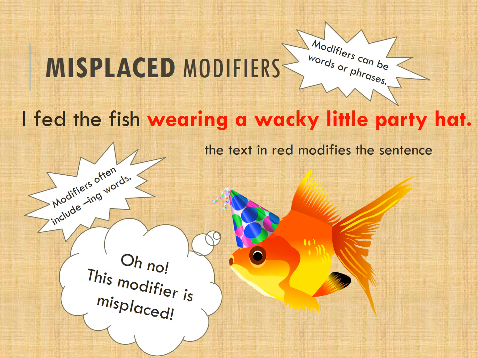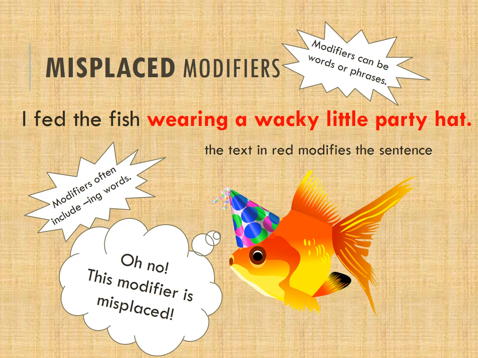Sometimes modifiers can get misplaced. Here's an example. I fed the fish wearing a wacky little party hat. Again, the text in red helps to modify the sentence. And here's a nice note. Modifiers often include ing words, so next time you're looking through your writing to find any misplaced modifiers, you can look for those ing words.